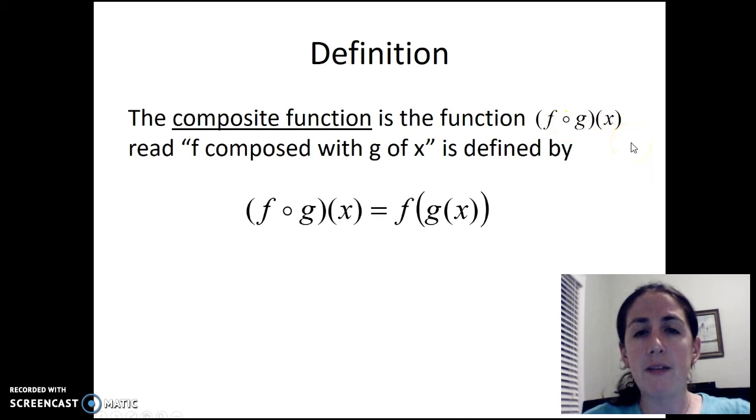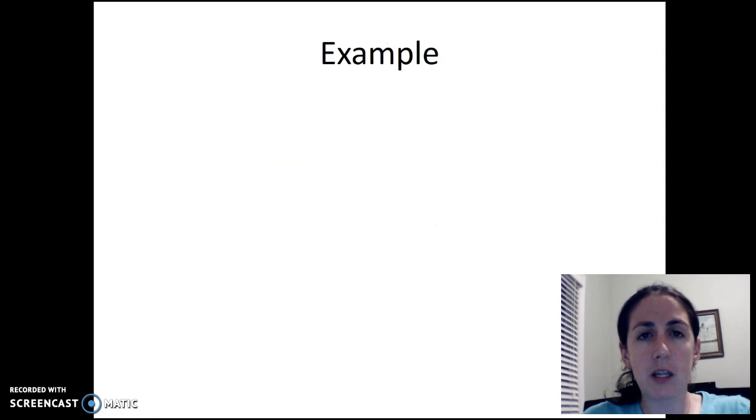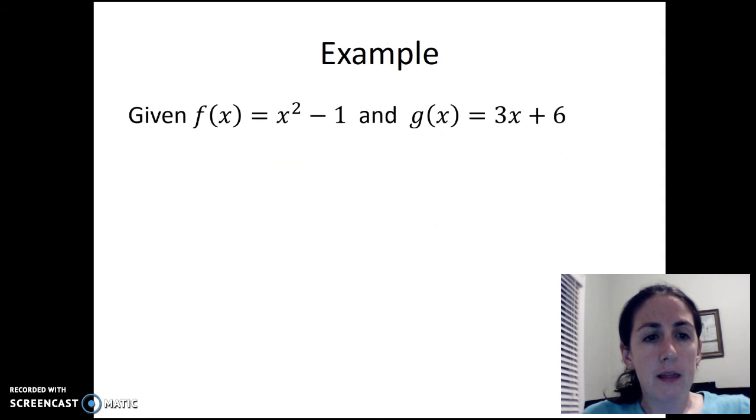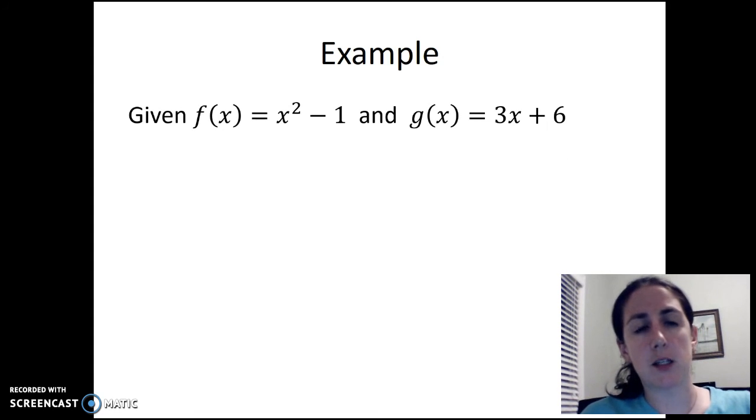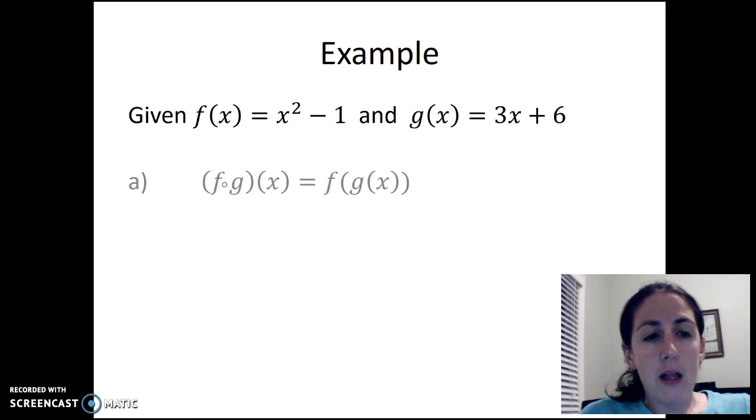And how you define that, this is sticking a function inside a function. F composed with g of x means into f you're going to put the entire g function, f of g of x. So we're evaluating a function at another function. So let's look at an example. Let's say f of x is x squared minus 1, and g of x is 3x plus 6. These look familiar. Let's do f composed with g of x.